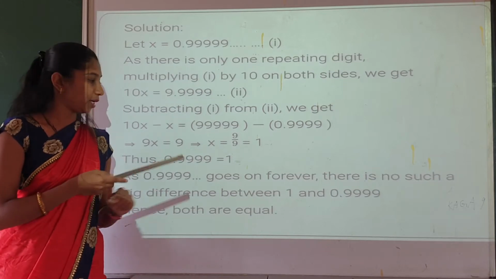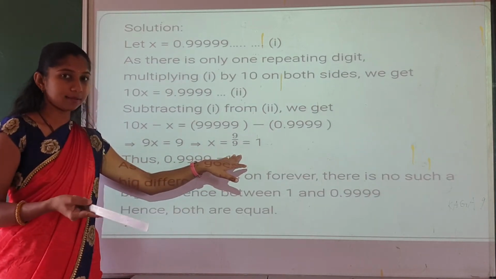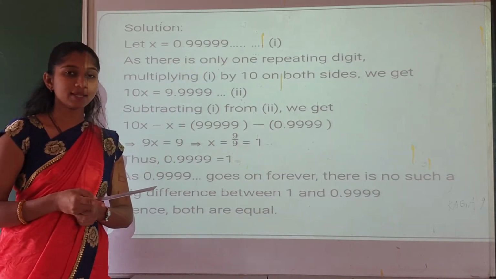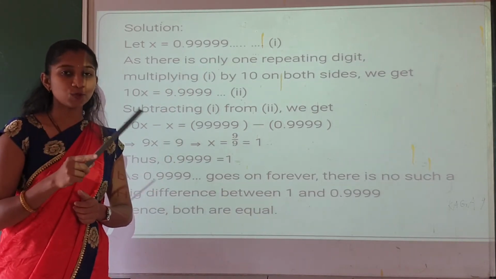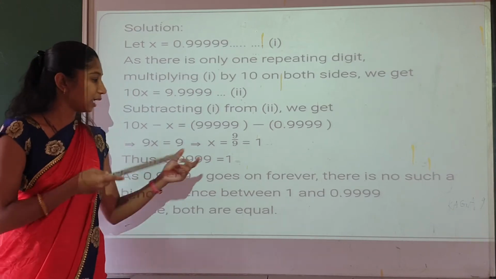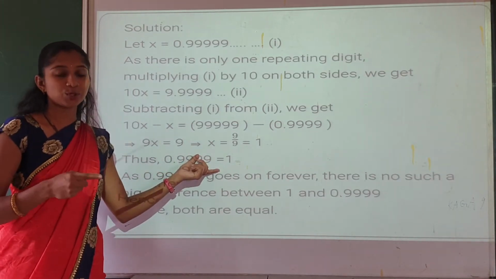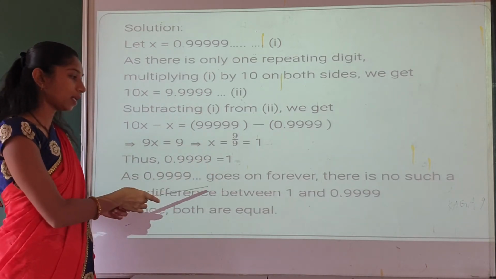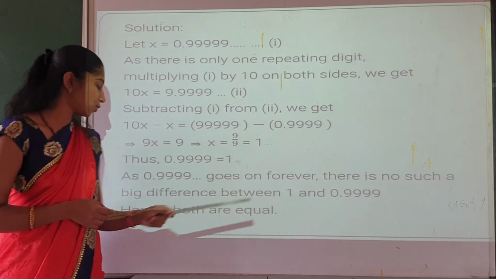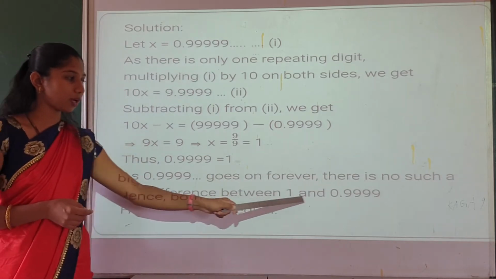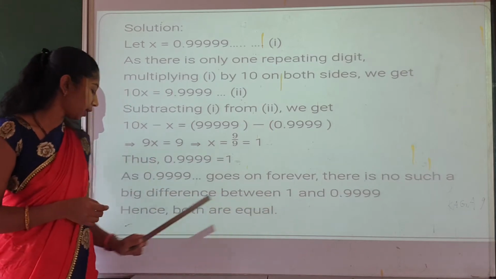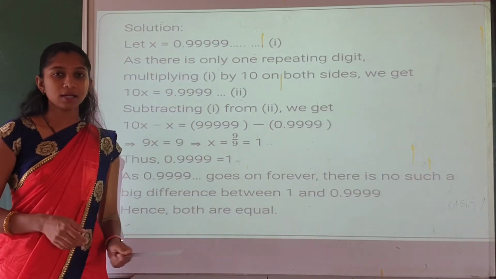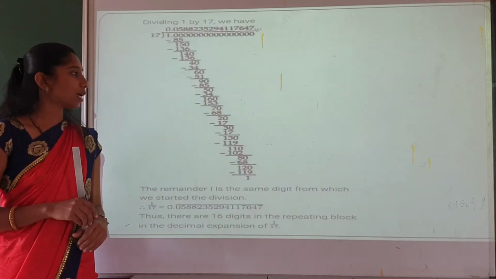You will be amazed after seeing the answer, because usually when 0.999 is there, we will round off that value to 1, no? In the same way here also we got the same rational number answer. Then what do you have to write? 0.999 goes on forever. There is no big difference between 1 and 0.999. Hence both are equal. These two numbers are equal. This is about that problem.